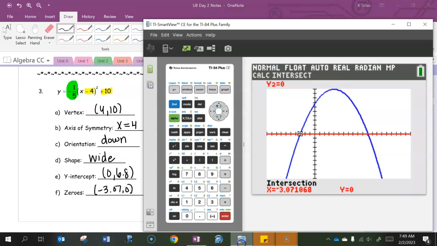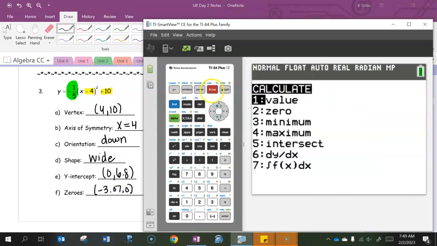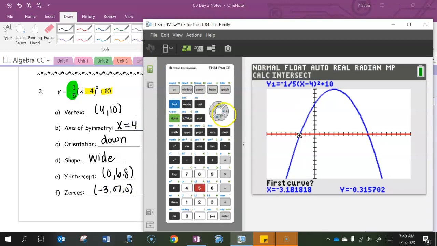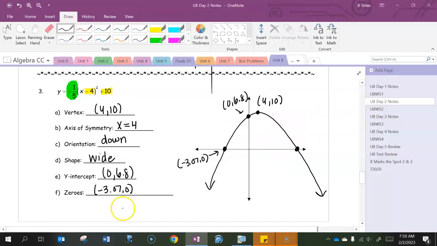And now we have to do it again because there's one more. Second trace 5. Move your cursor over. Make sure you move all the way over to the other side. Get as close to it as you can. And then enter, enter, enter. And 11.07. And there you go. All right, flip the page.